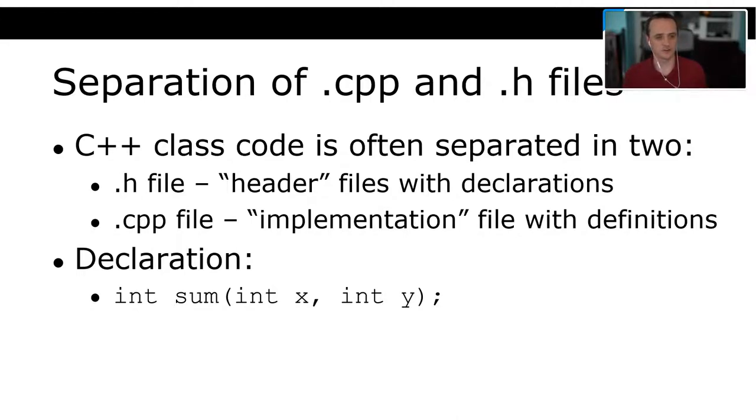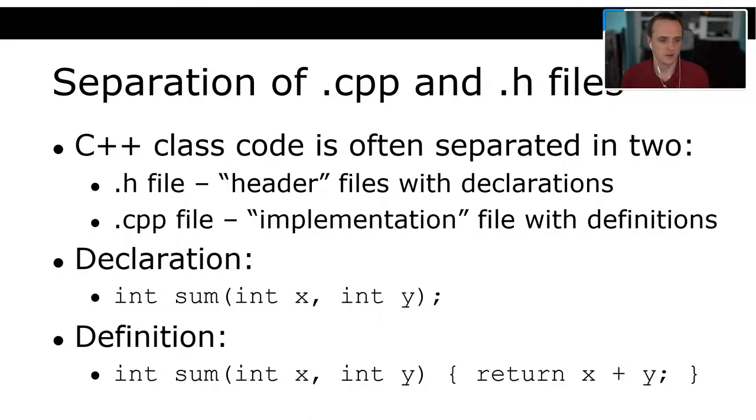Again, I showed this before, but a declaration essentially says that a function exists and this is how you use the function. So for example, int sum says it's going to return an int. The function is called sum. It's going to take in two integer arguments, x and y. And that's it. It doesn't give any definition. That's a declaration. In a definition, you have the actual code that carries out the function.